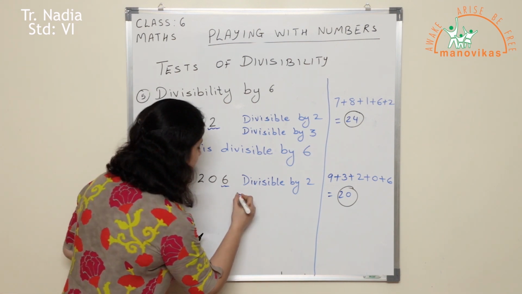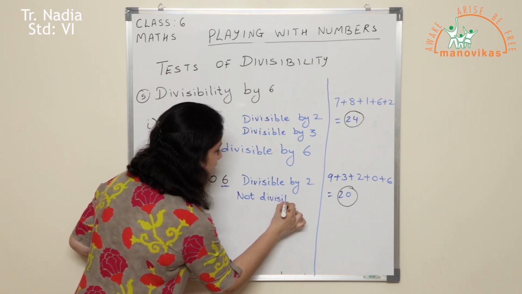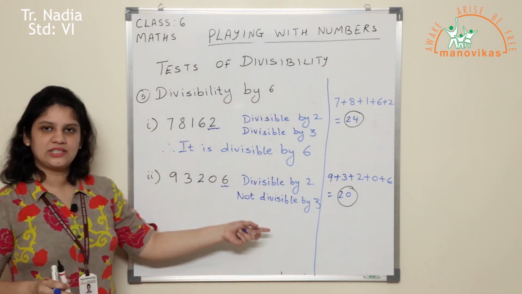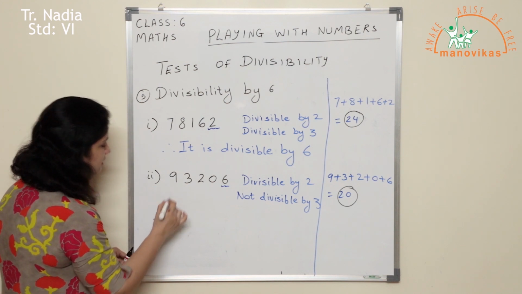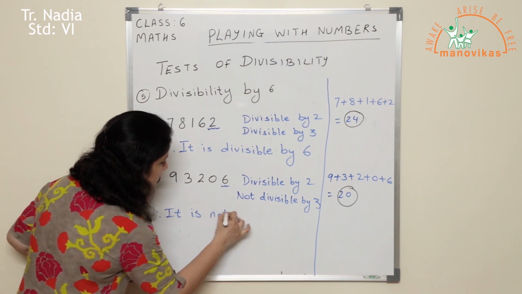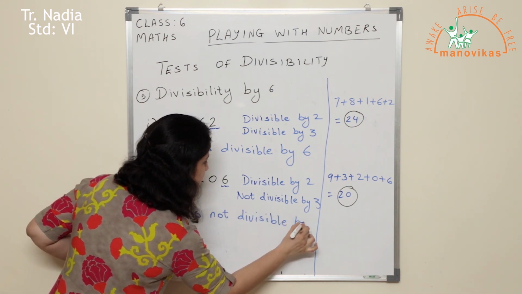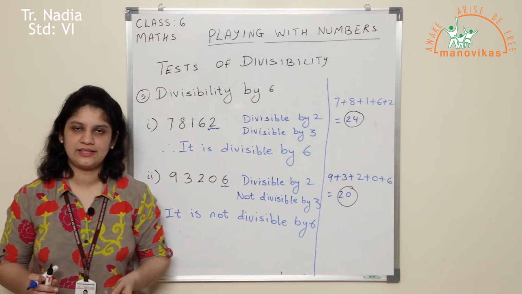So, what will be my conclusion? The number is not divisible by 3. Okay, so though it was divisible by 2, it is not divisible by 3. Therefore, this number is not divisible by 6. Okay, so I hope you all understood how to check divisibility by 6.